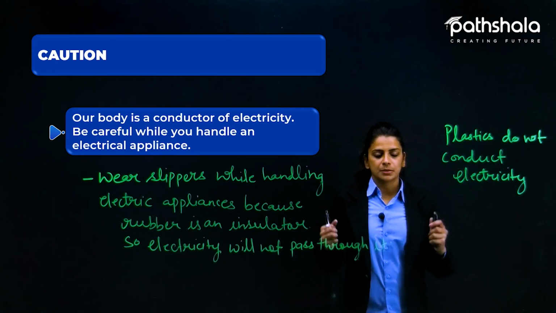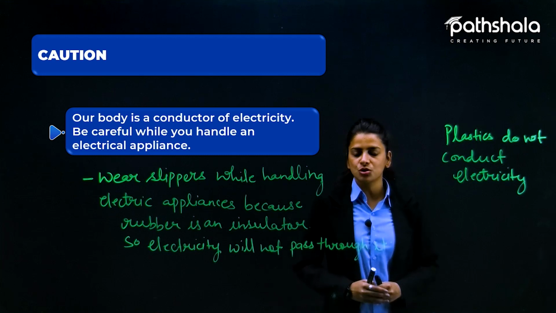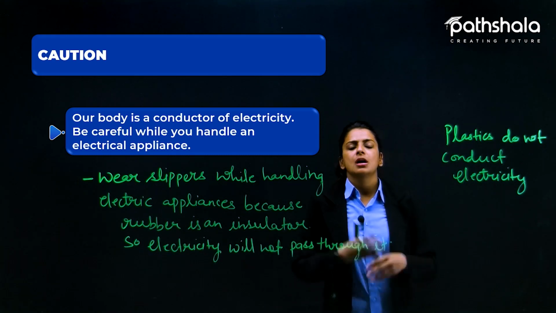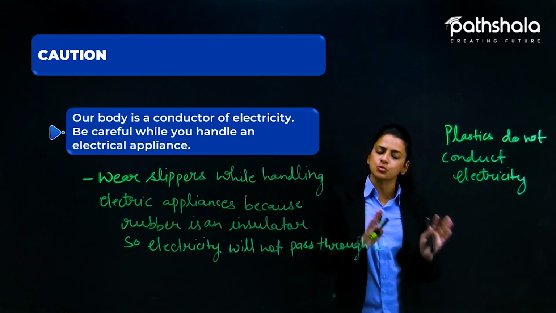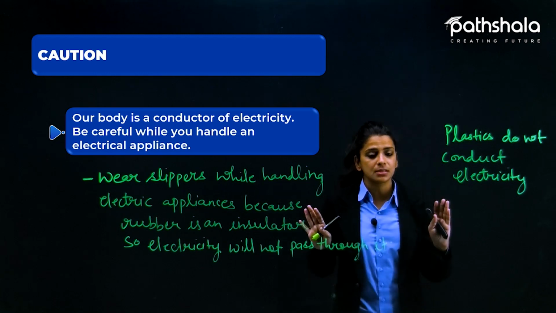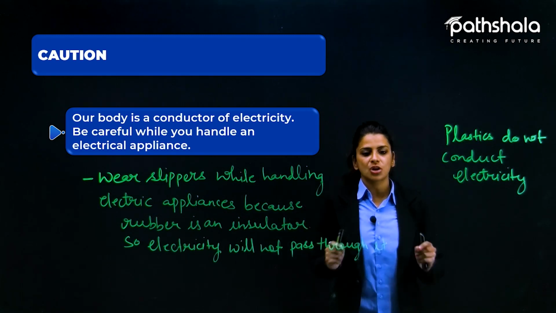So with this, we finish your chapter, and in this chapter we have discussed so many things about how electricity works, how the switch works, and how the electricity passes, and in what case electricity does not pass. So I hope you understood this chapter.